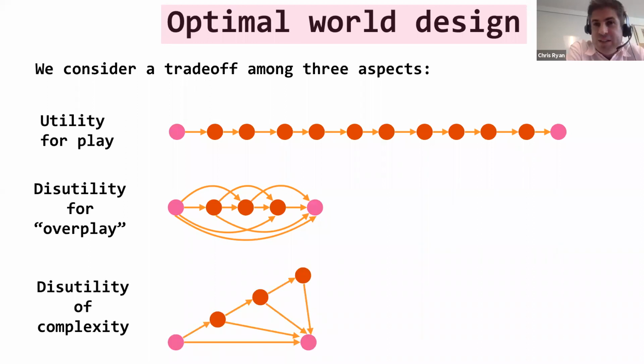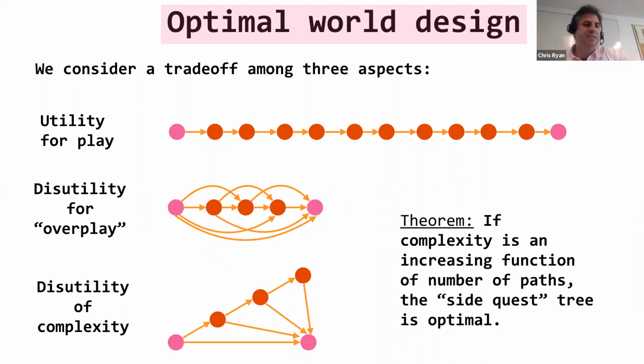choice consideration, that research has shown that when players are presented with too many choices about what they can do, it actually gives them some kind of paralysis. And that paralysis is a form of disutility, especially if you only have a limited amount of time to play. Okay. And so what we show, on certain assumptions about what the utility functions are, we're able to show the optimality of what we call the side quest tree, which is the one on the bottom here. There's a direct path.